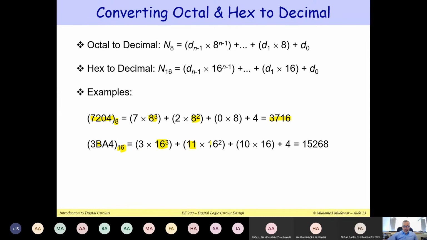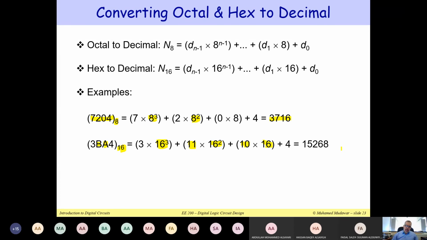And it must be multiplied by 16 squared according to its position. A here is 10. It has to be multiplied by 16. And the 4 is just 4. So if you do the arithmetic, you will get 15,268. So it's very easy to convert an octal number or a hexadecimal number to decimal.